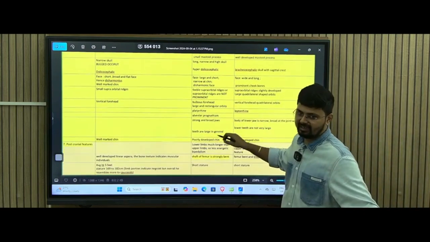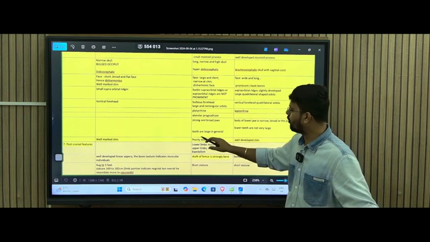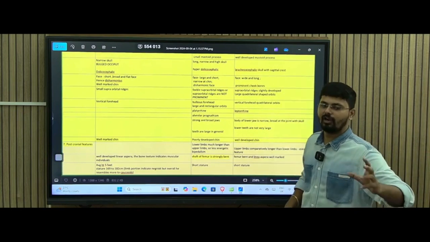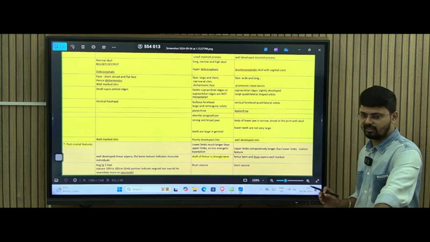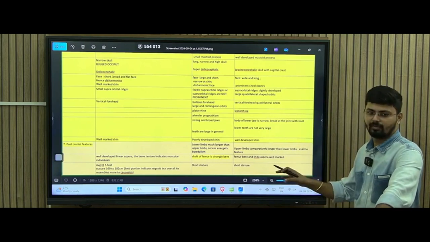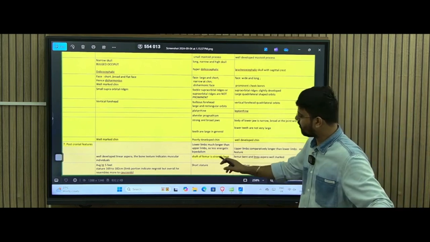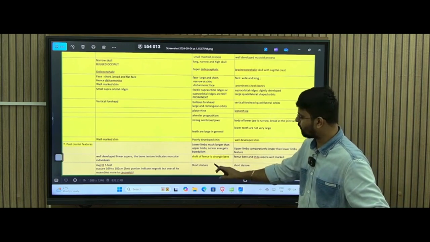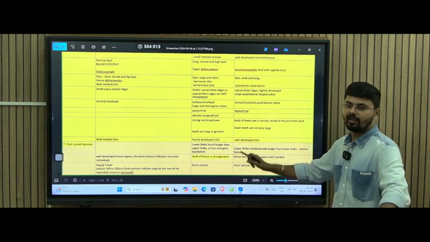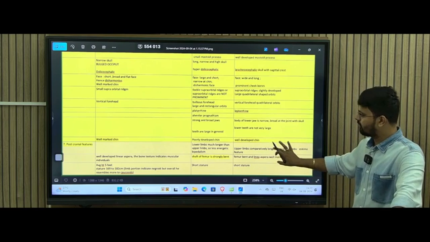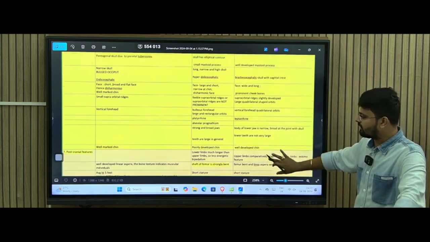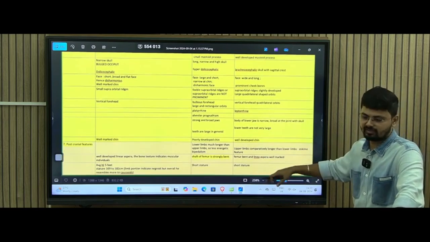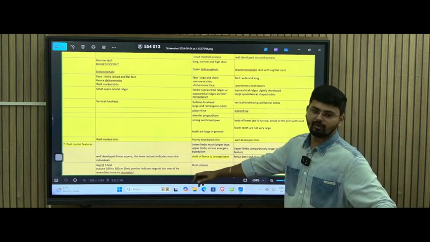Just go through it and just highlight that in one of them, that is Grimaldi, you don't notice the chin to be fully developed, rather it is poorly developed. Chin is there, but it is poorly developed. So some of the important features I have highlighted. Here the shaft of the femur is strongly bent in the Grimaldi. Okay, stature is short in both the cases, but here it is a little tall.